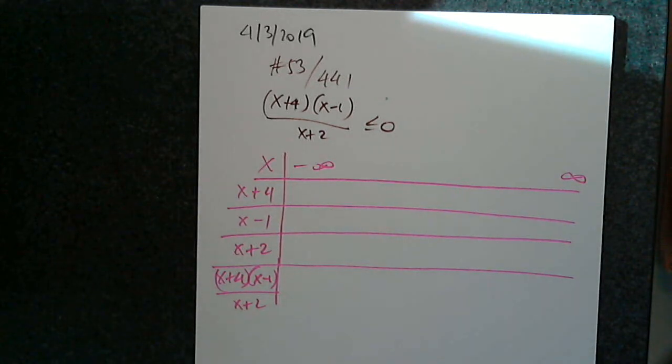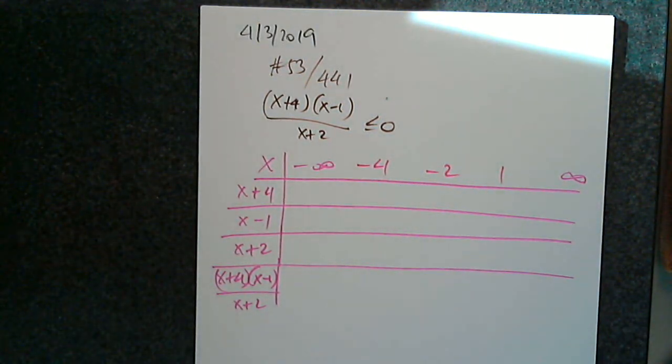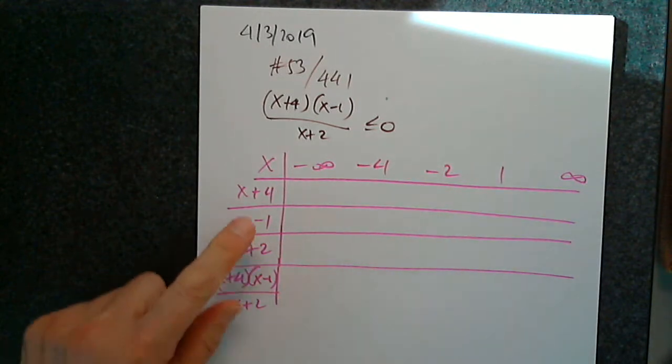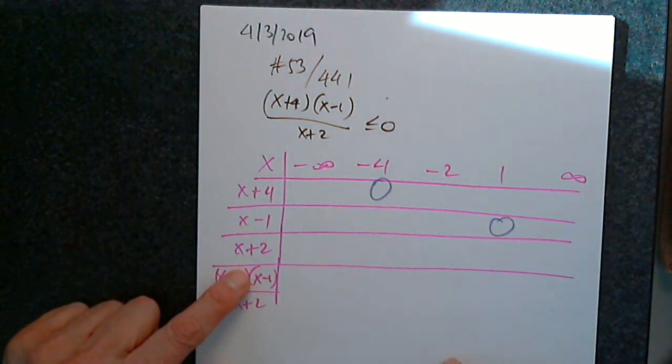So now I need, how many numbers will you give me to put in that table? 3. So give them to me from left to right. Indeed, -4. Very good. -4, -2, and 1. Do we all agree with -4, -2, and 1? Okay, very good. So for x plus 4, where would I put the 0? Good. For x minus 1? Very good. And for x plus 2?